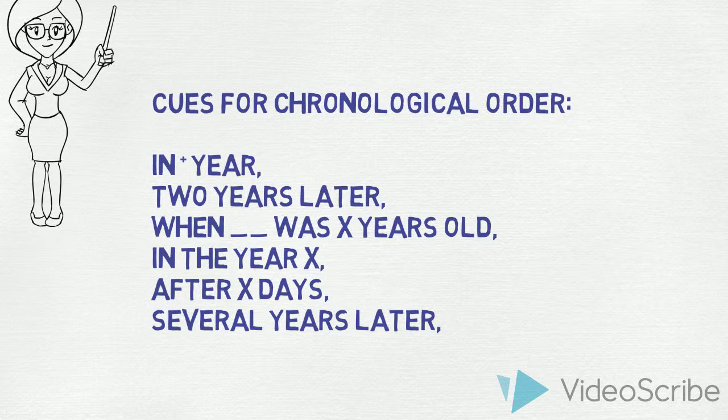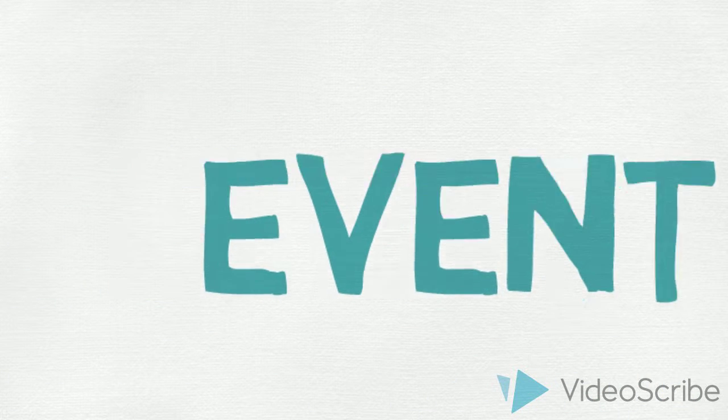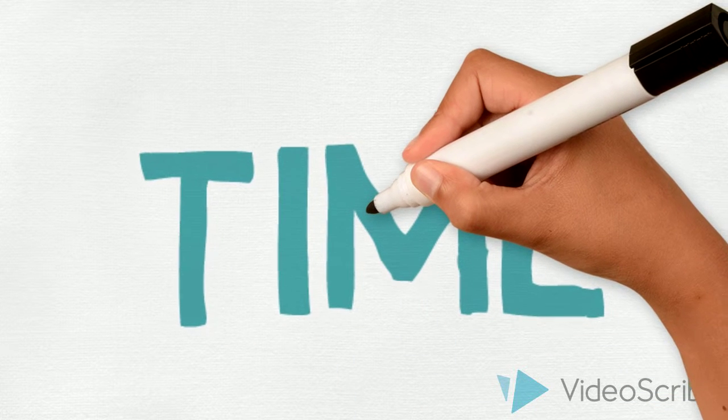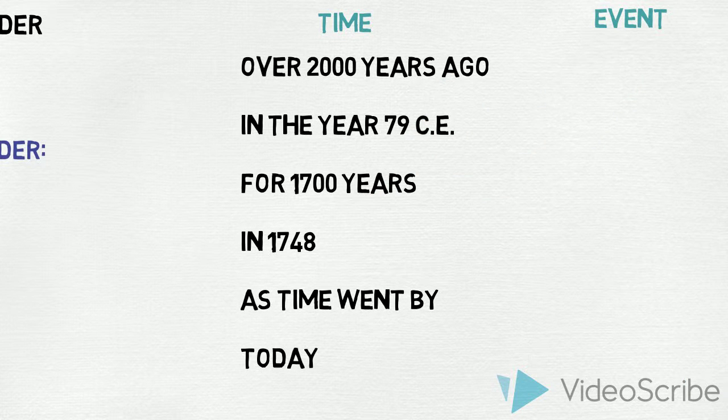Okay, now we're going to move on to look at the example of Pompeii. Okay, you have different events and different times. So when you're taking notes for this lecture, on your piece of paper, please write down these different times. Over 2,000 years ago, in the year 79 CE, for 1,700 years, in 1748, as time went by, and today.